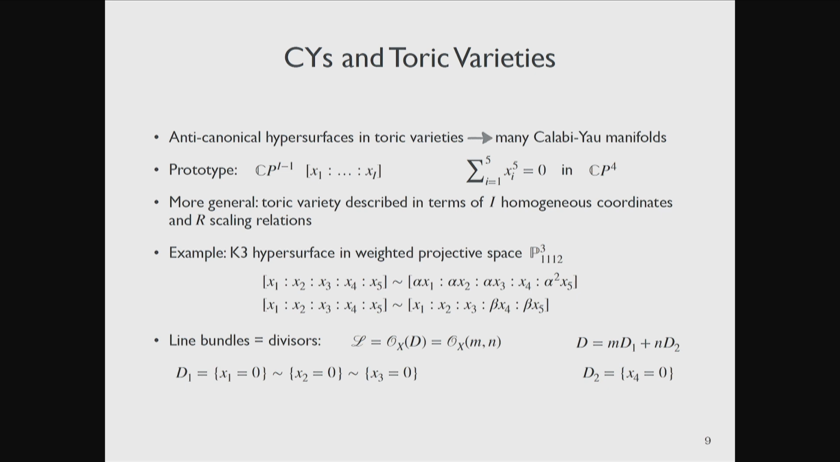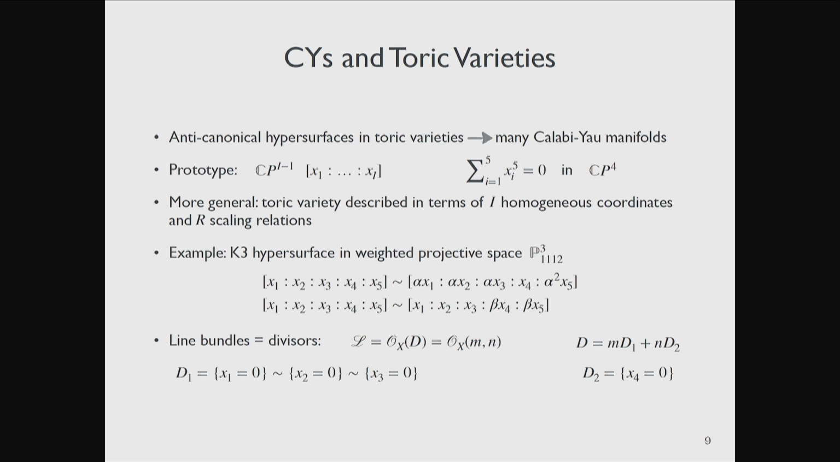Okay, so now I'm going to get a bit more concrete. For those of you who are not experts on toric varieties, toric varieties are a great arena to study Calabi-Yau manifolds, and Calabi-Yau manifolds arise as certain hypersurfaces in toric varieties. The prototype of a toric variety is really just complex projective space with some homogeneous coordinates x_1 to x_I. And the prototype Calabi-Yau, for many people the first one that they see in their lives, is the quintic hypersurface, a very simple thing in complex projective space.